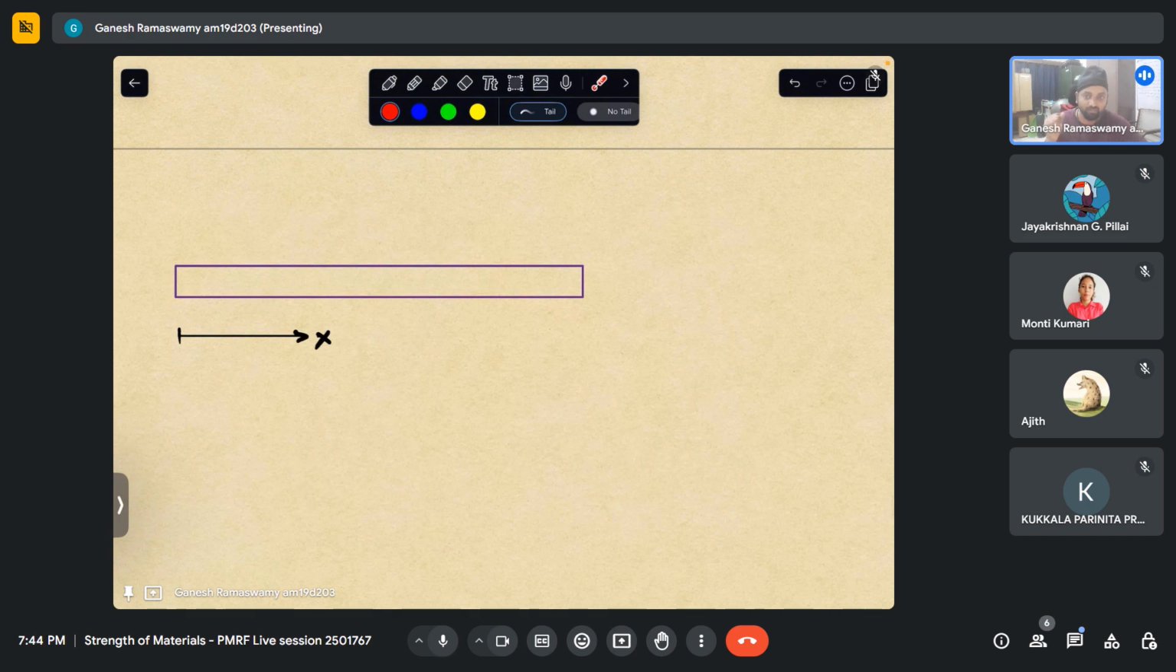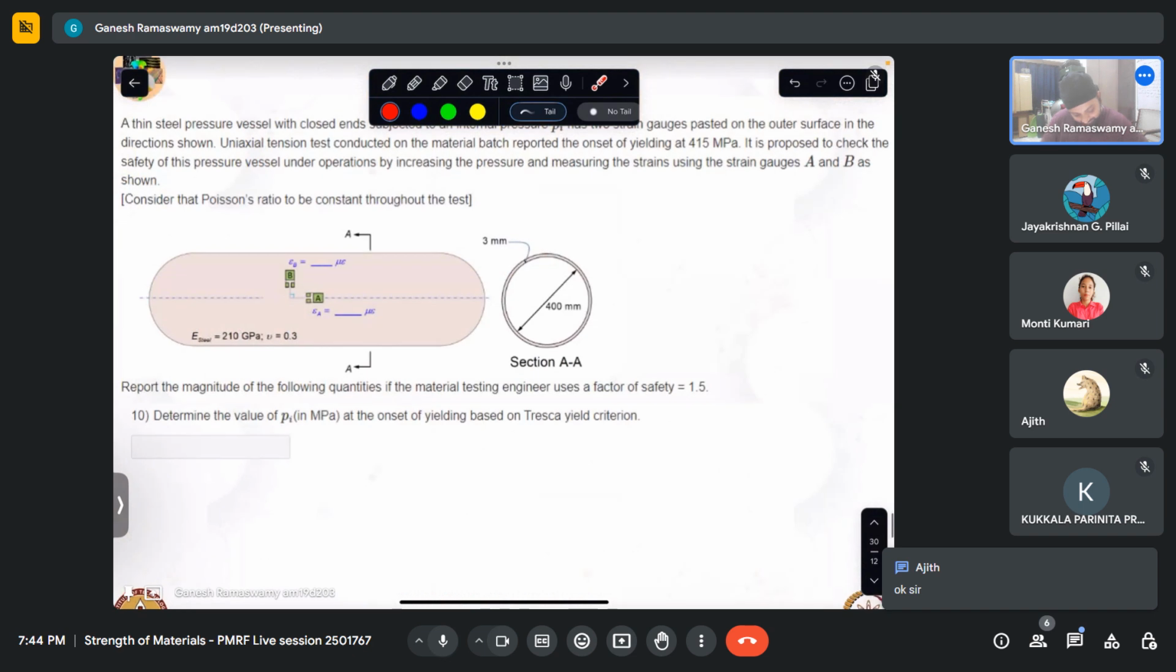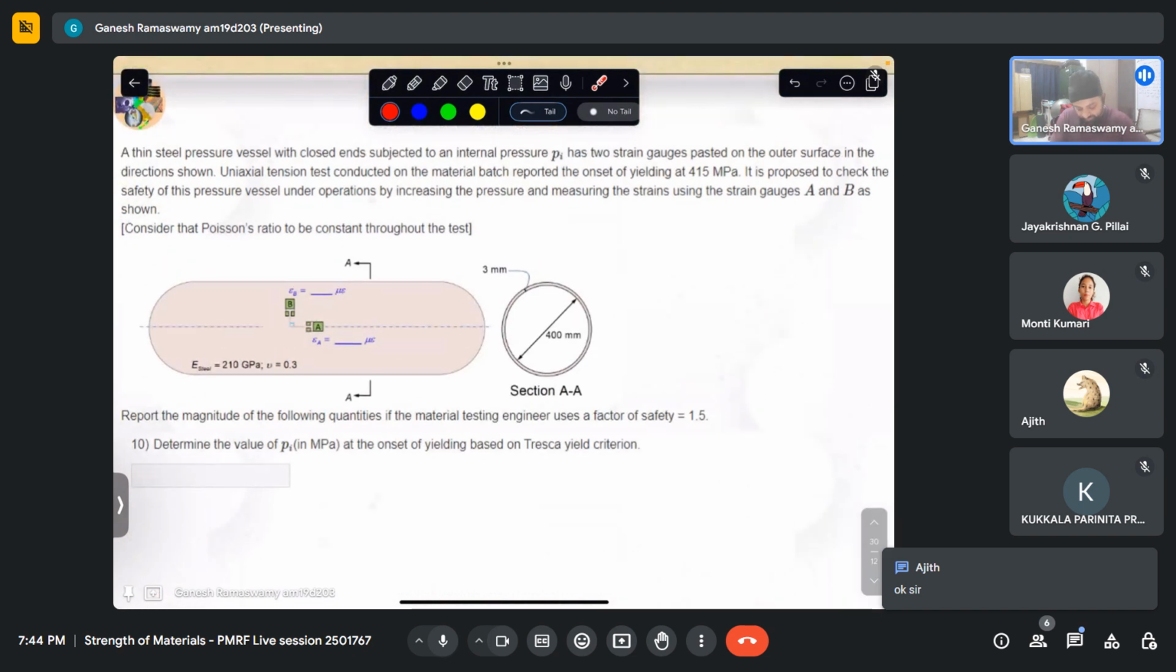All right. So we are actually dealing with the strain gauges that are pasted on the outer surface, which happens to be a free surface, which is a point to be noted here. A uniaxial tension test conducted on the material batch reported that the onset of yielding was at 415 MPa. So the material with which this pressure vessel is made was tested under uniaxial tension, and it was found that yielding sets on at 415 MPa.